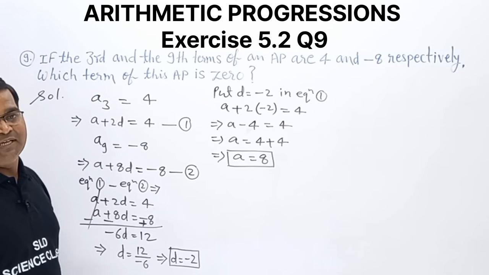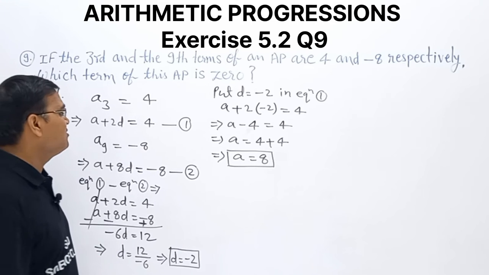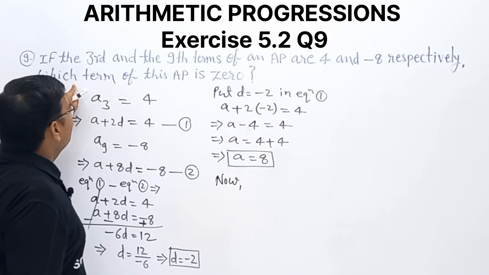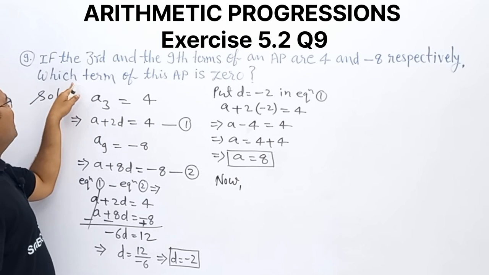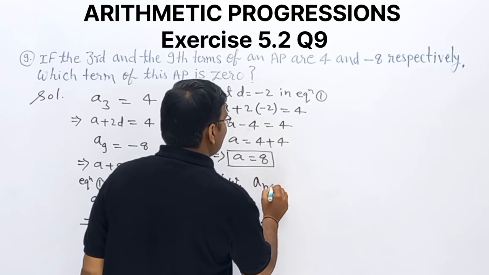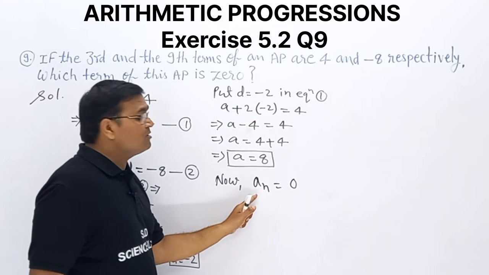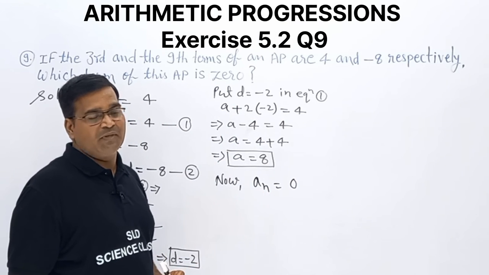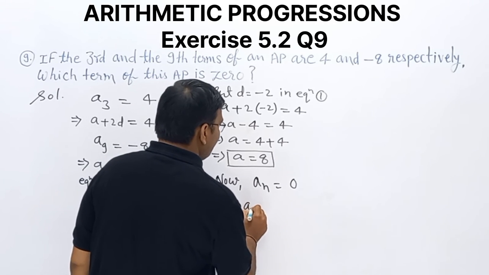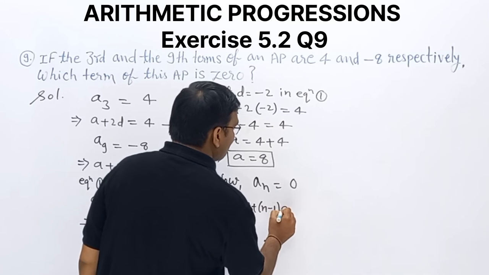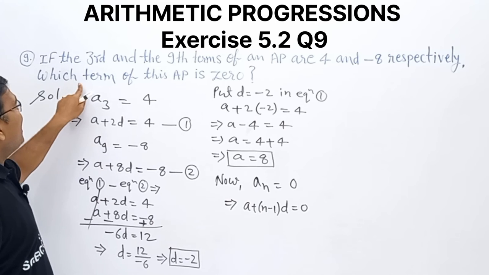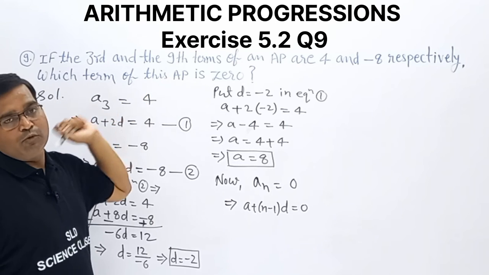So, we are assuming the nth term of this AP is 0. Clear? So the nth term of AP formula is a plus n minus 1 into d equal to 0. Observe. We require which term of this AP is 0.